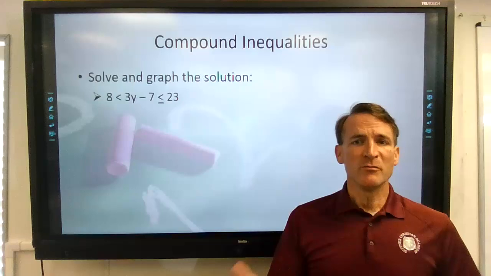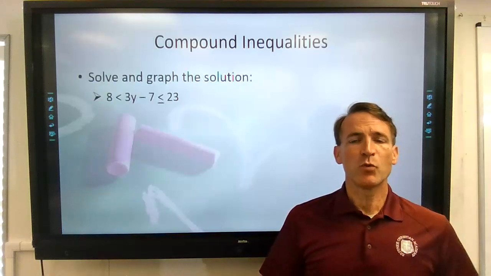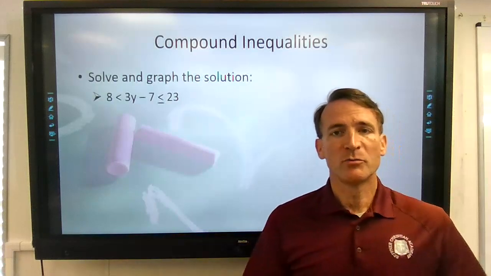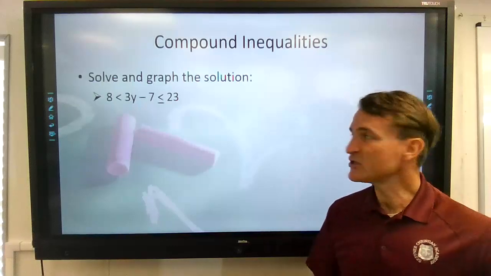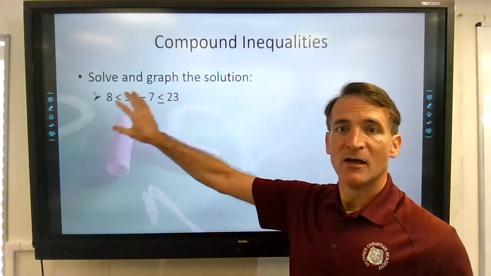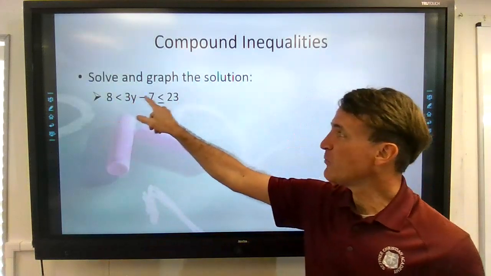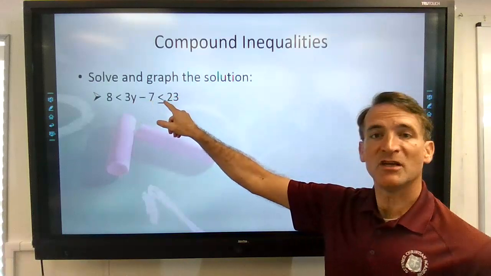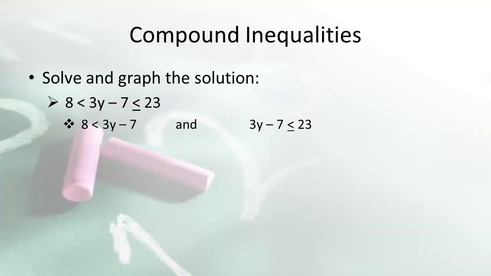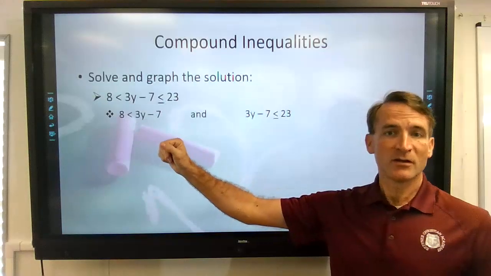In the future, you might be able to combine them and just keep them as one and work them out separately. But for right now, we are going to break them apart first. So my first step is to take this 8 is less than 3y minus 7, write it down, and then I'll take the 3y minus 7 and set it to be less than or equal to the 23. So I take both parts and I make them separated. And now I can do what we did yesterday in the last lesson, and that is solve for each inequality.